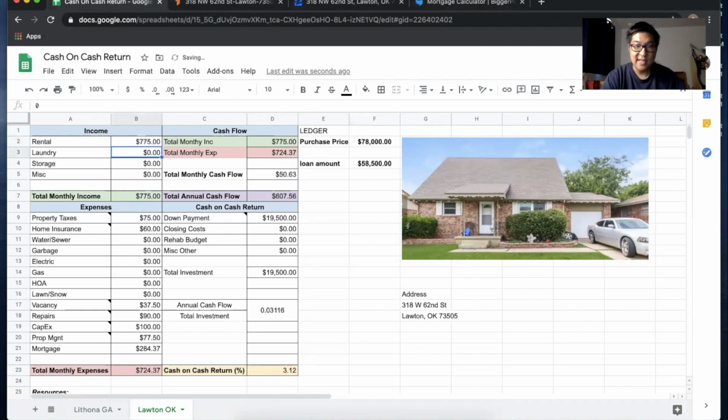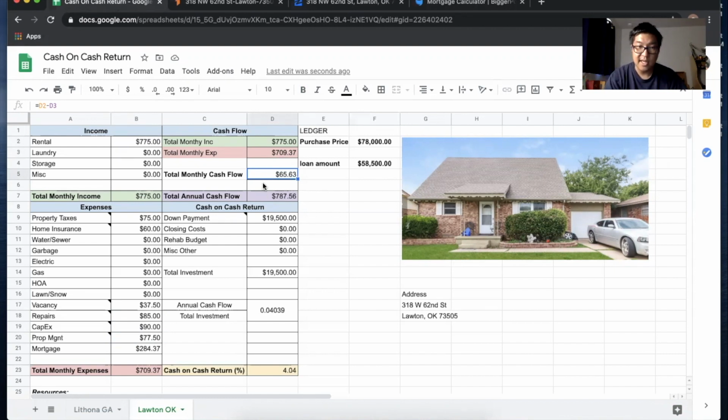So maybe $775 per month. Maybe I'm budgeting a little too much for repairs and capital expenditures, so I can go a little less on that. Maybe instead of 100, I could do 90. Instead of 90, maybe I do 85 per month. Okay, so now that bumps up my cash flow to around $65 per month, or $787 per year.